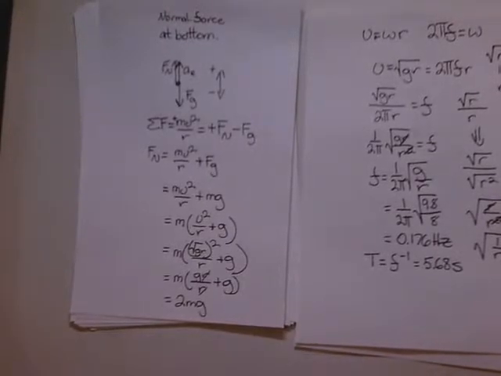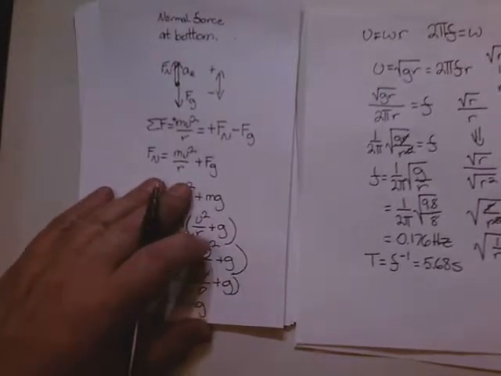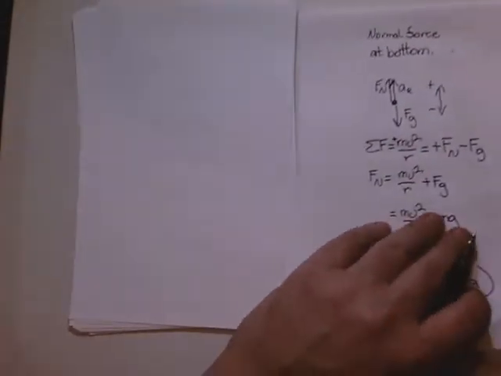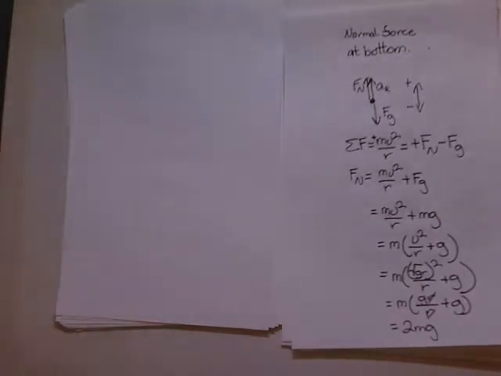So at the top of the curve, you're feeling nothing. You feel like you weigh nothing. At the bottom of the curve, you feel like you weigh twice as much as you normally do. And so that shows that at the top you feel lighter, at the bottom you feel heavier.